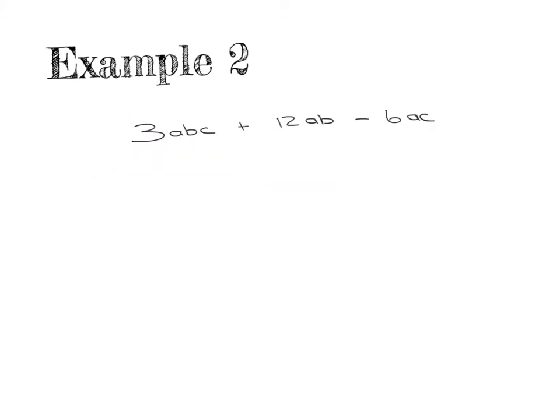Let's try this one. Remember, we first look at the numbers. Now here I've got a 3, that's my smallest number. Can 3 go into 12? Yes. And can it go into 6? Yes. So I make my ring around the 3, showing it's my common factor. It can go into 12 four times, and it can go into 6 twice.